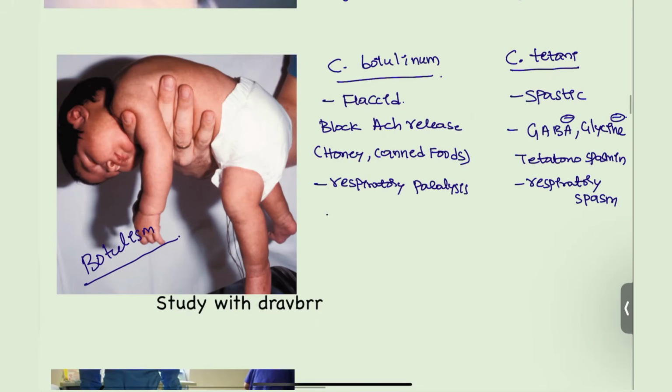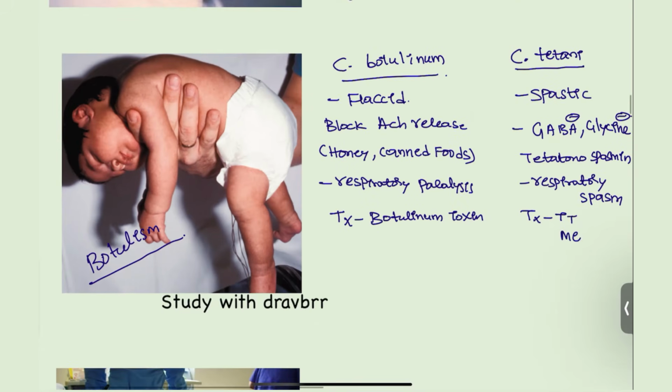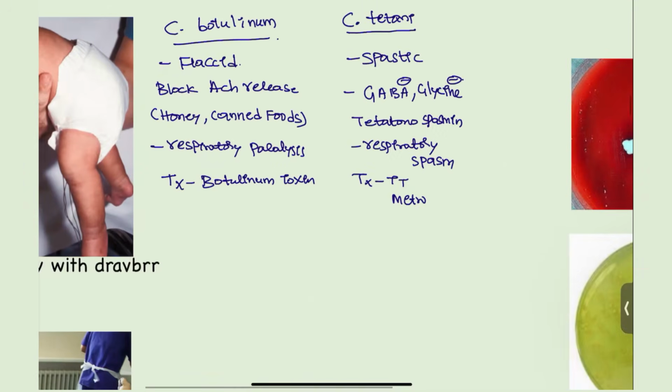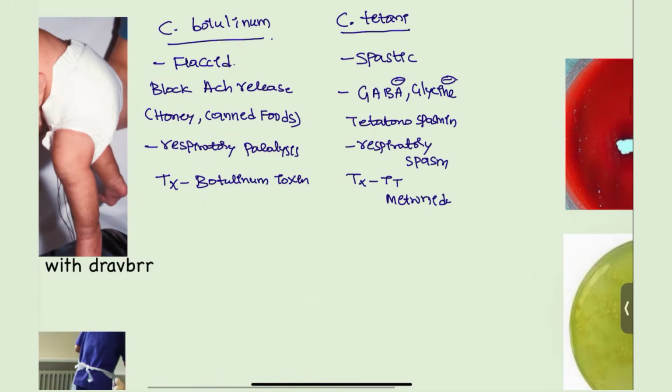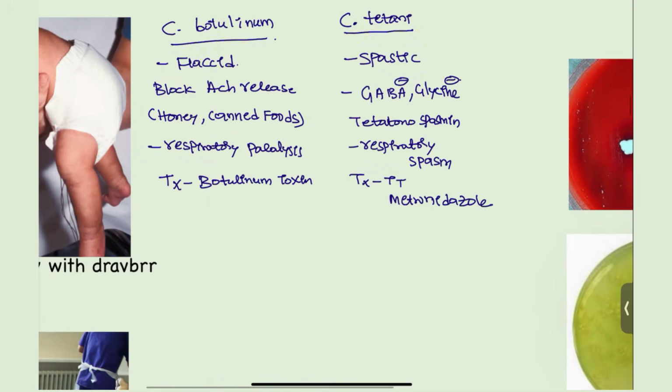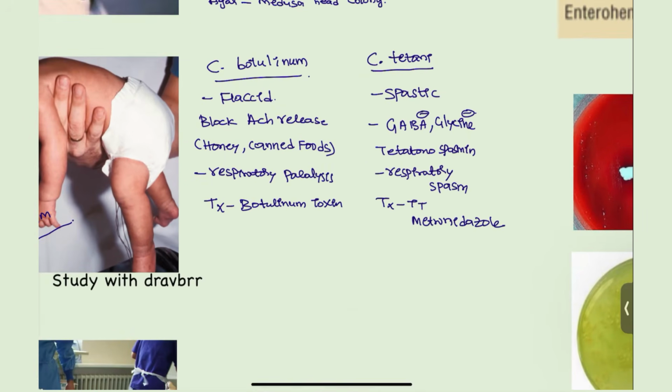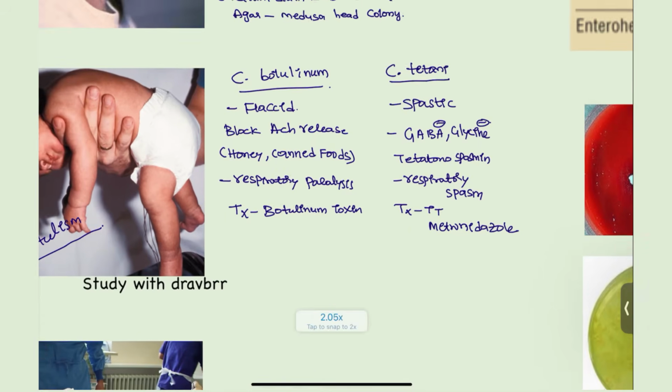And here in botulism, the treatment will be botulinum antitoxin, which we can give for this patient. Same as here, the treatment will be tetanus toxoid, and also metronidazole, the drug of choice, can be given for this patient. This is the major difference between Clostridium botulinum and Clostridium tetani, guys. Okay, remember this one.